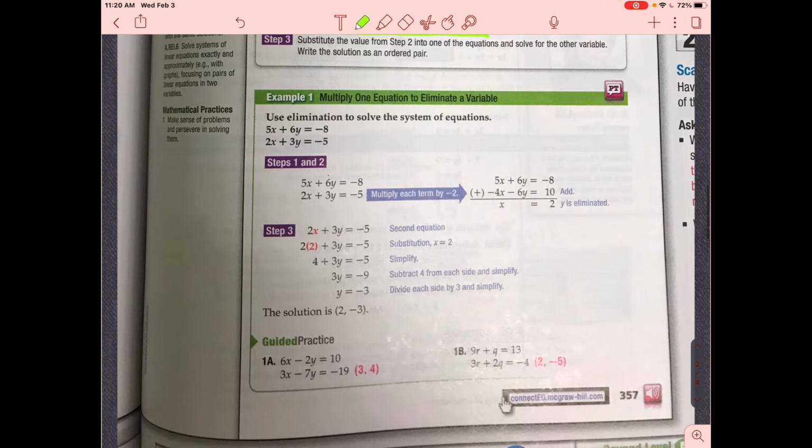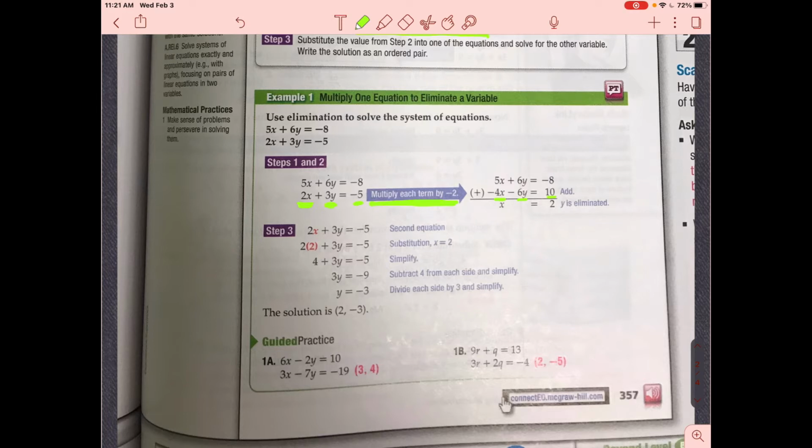Okay, here is a little more of an example. We have 5x plus 6y equals negative 8 and 2x plus 3y equals negative 5. And notice if I add them together, nothing cancels. So what they're going to do is they're going to multiply each term in the second equation by negative 2. If I multiply 2x times negative 2, I get negative 4x. If I multiply 3y times negative 2, I get negative 6y. And if I multiply negative 5 times negative 2, I get a positive 10. So they line these all up and then add them together.